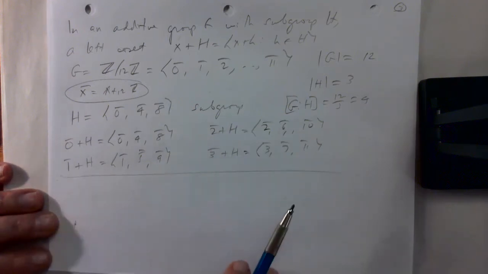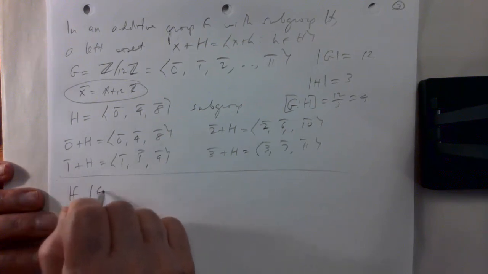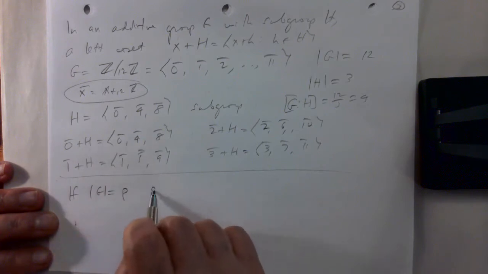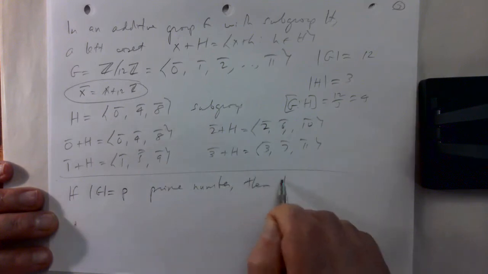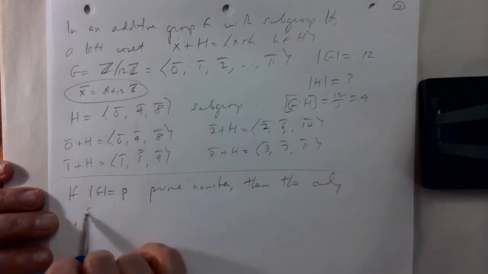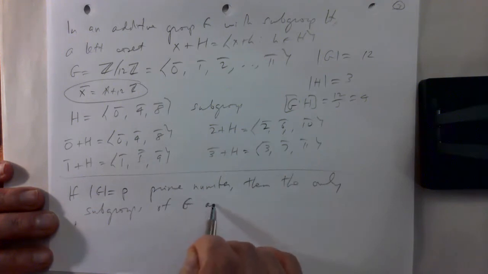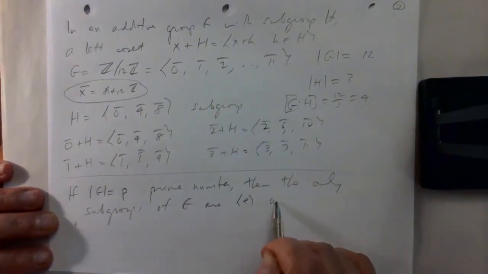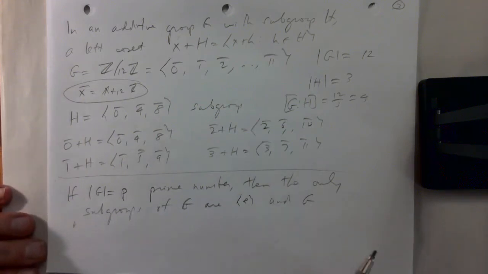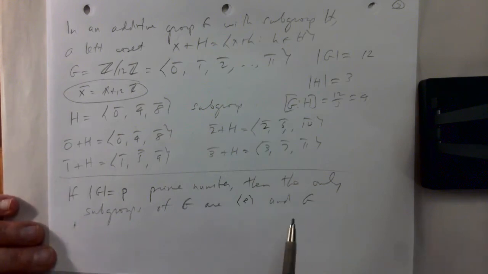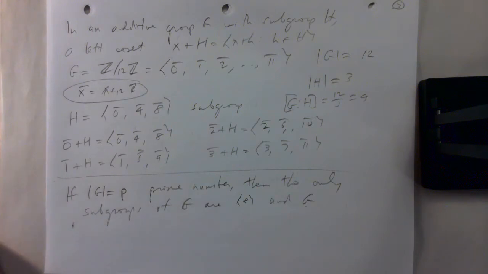Let's make another observation. If the order of G is P, a prime number, then the only subgroups of G are the identity and G itself. I mean, in any group, the group is a subgroup of itself, and the set consisting just of the identity is always a subgroup.